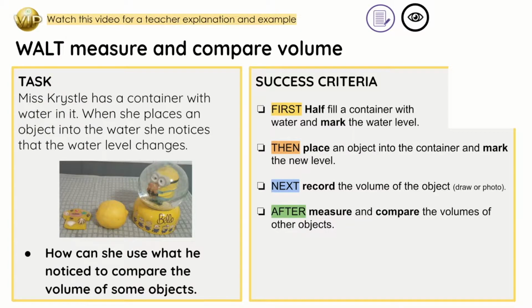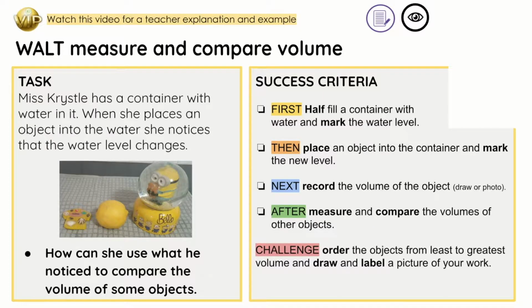As you can see, she's got 3 objects to measure the volume of. The challenge is to order the objects from the least to the greatest volume and draw and label a picture of your work. You can see in these 2 containers another example where the rock or the pebble was placed into the second tube and the water level rises.